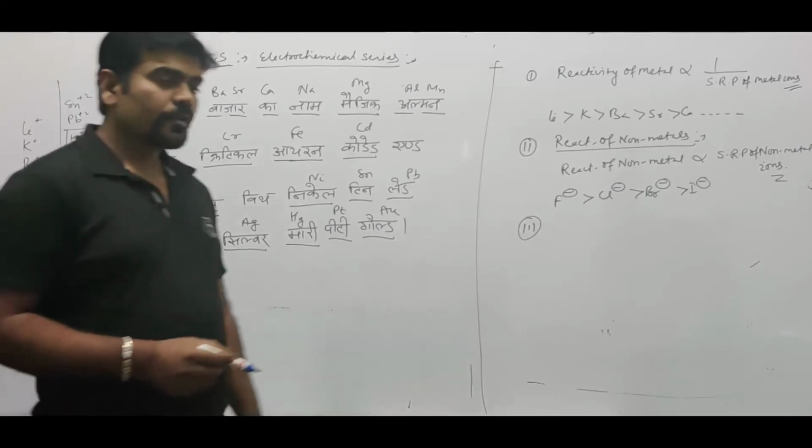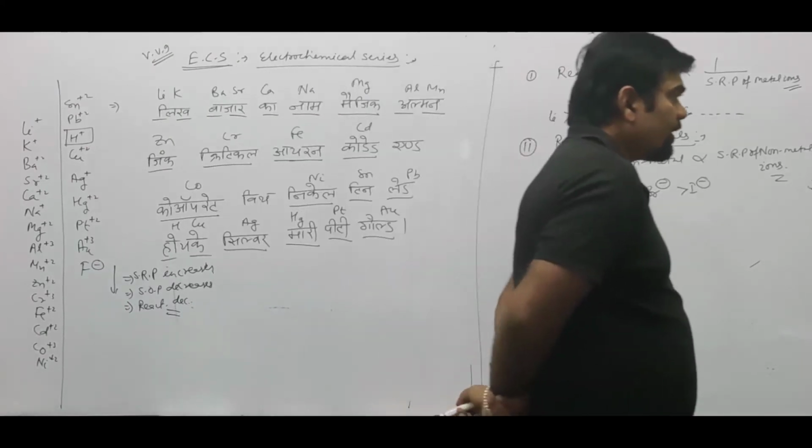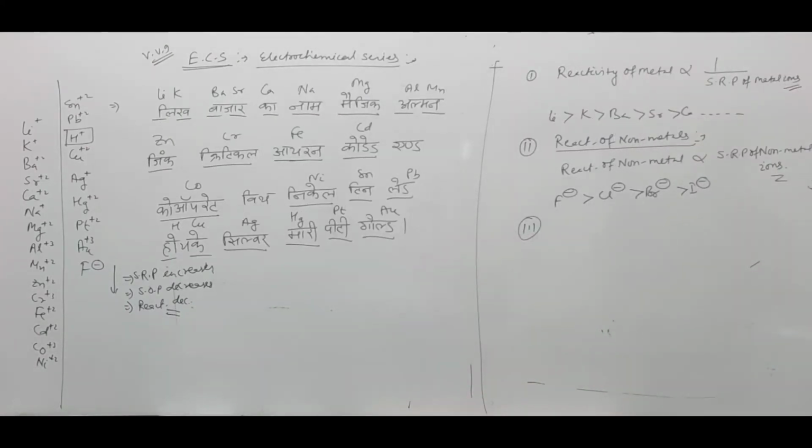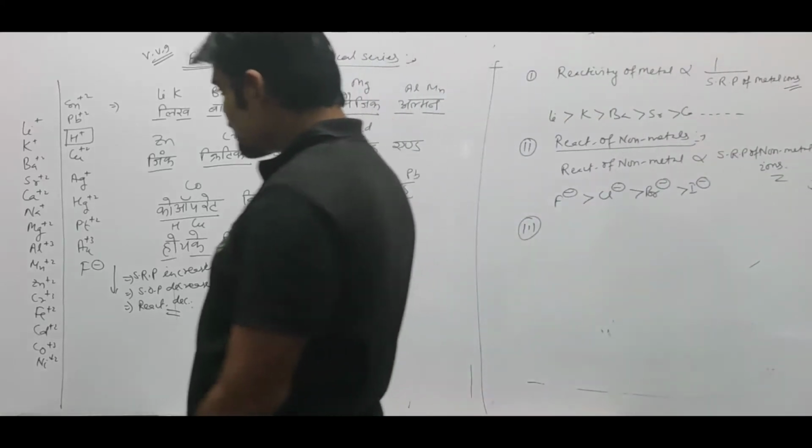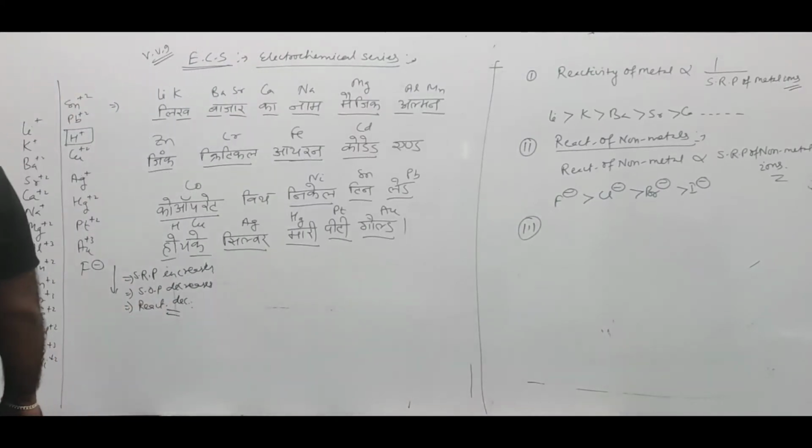Next is to explain the displacement of metal ions from salt solution. The metals which are placed above can displace metal ions which are placed below from their salt solution.